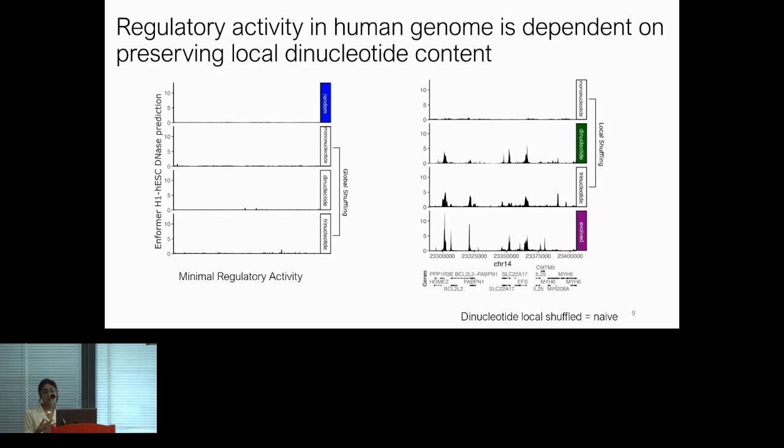And because we know that the genome has this really strong dinucleotide bias, but these sequences have never undergone any selection in the human cells, we can refer to these as naive, the human naive DNA.